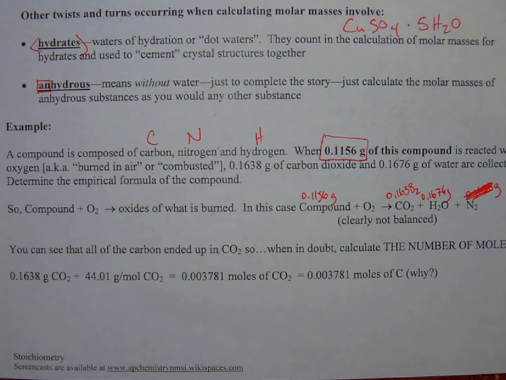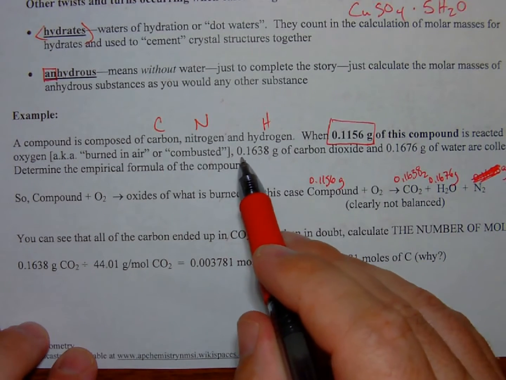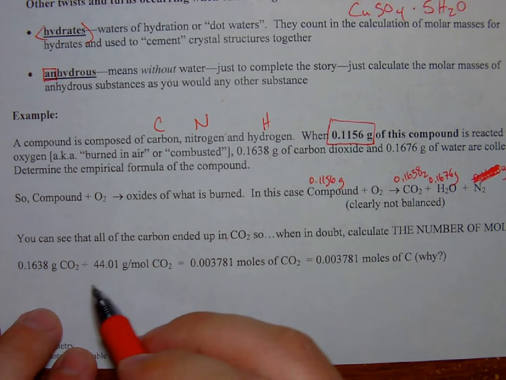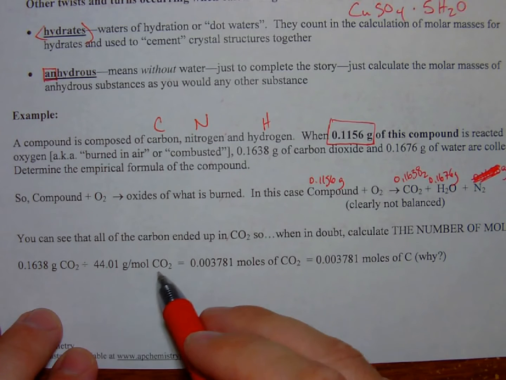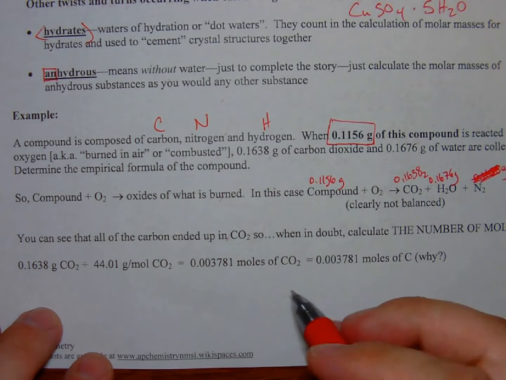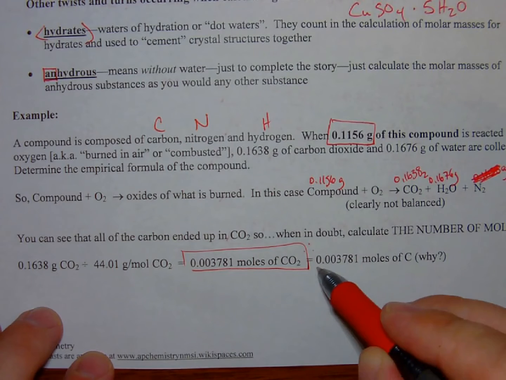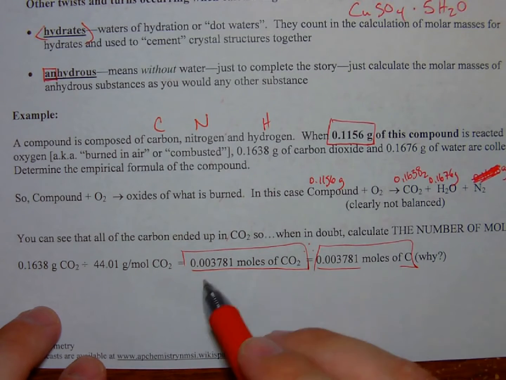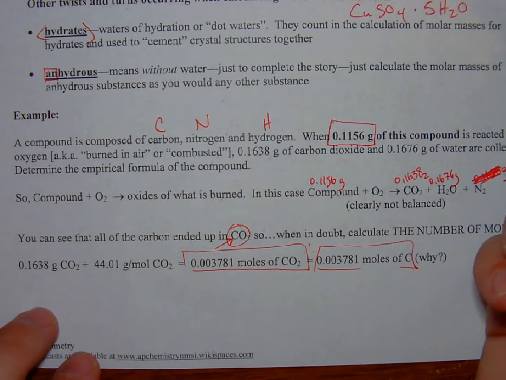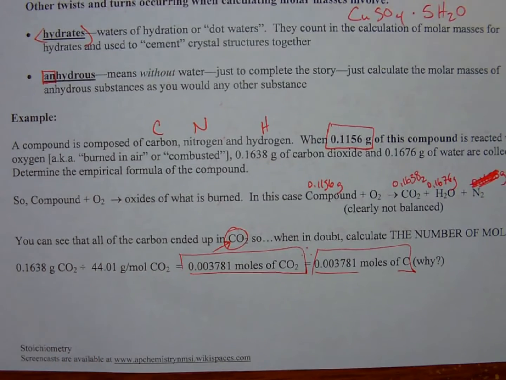So when in doubt, calculate the number of moles. So the problem, right? I didn't figure this out. The problem told me that there's 0.1638 grams of carbon dioxide. I'm going to divide this by the molar mass of carbon dioxide. You can add this up. It's 44.01, right? You can trust me. And you can convert that into a number of moles of carbon dioxide, therefore number of moles of carbon. Now, why are they the same number? Because for every one carbon dioxide, there's one carbon, right? So it's a 1-to-1 ratio. So I have the amount of moles of carbon.